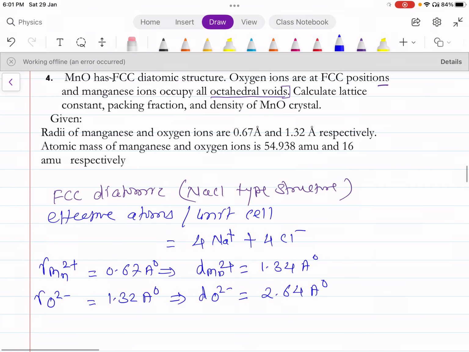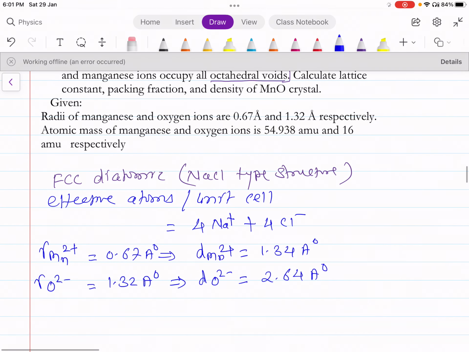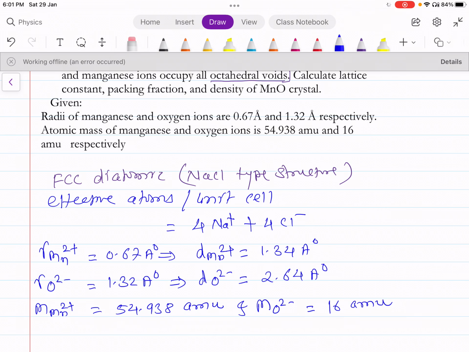So this is given. Similarly, the atomic weight of manganese is given, which is 54.938 AMU, and the atomic weight of oxygen is 16 AMU. So these are the given quantities.